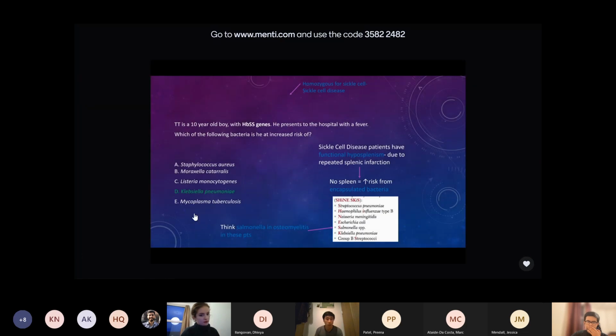So there's a really useful mnemonic for you to know which bacteria are encapsulated, which are the ones we worry a bit more about if there's no functioning spleen. So it's the mnemonic you've got down there. Strep pneumoniae, Haemophilus influenzae type B, which isn't that common anymore, Neisseria meningitidis, which is a big one, E. coli, and Salmonella, which is really interesting because it also helps us remember that in sickle cell patients with osteomyelitis, the most common causative organism is not actually Staph aureus, it's Salmonella, and it partly has to do with this. And then group B strep.